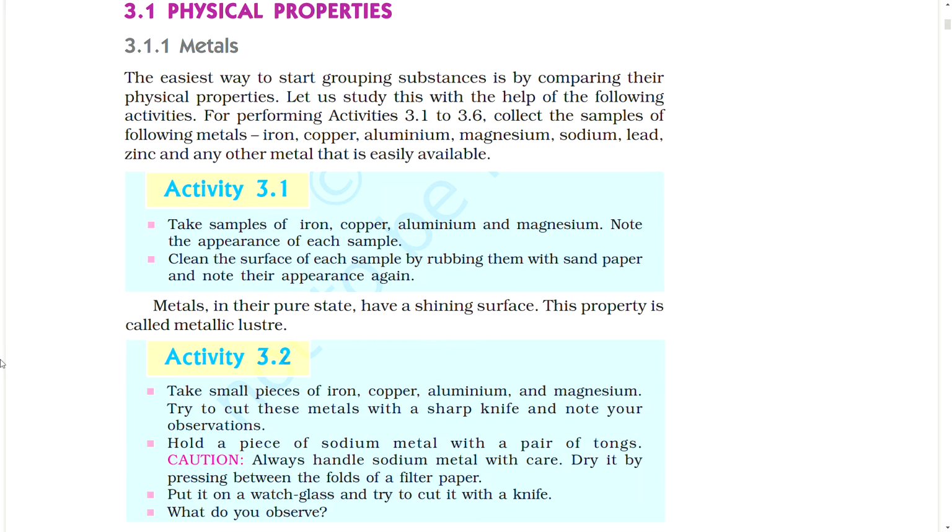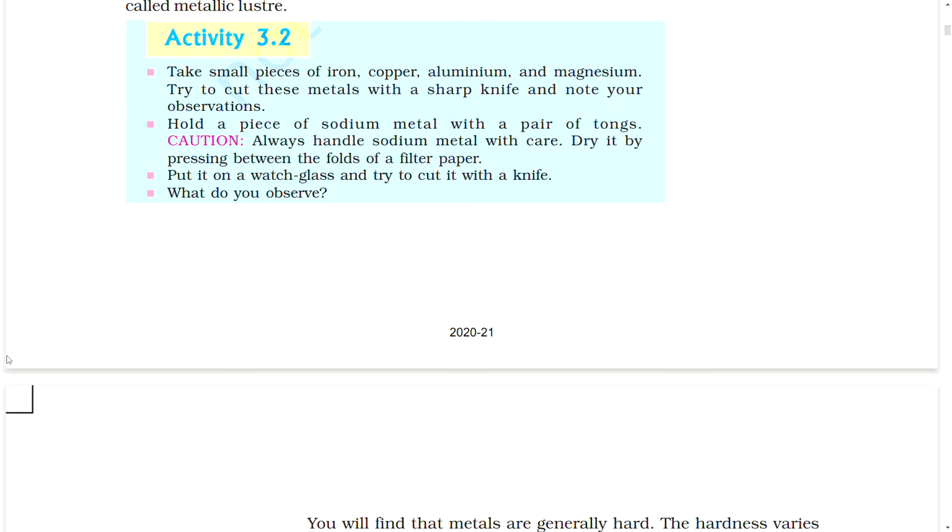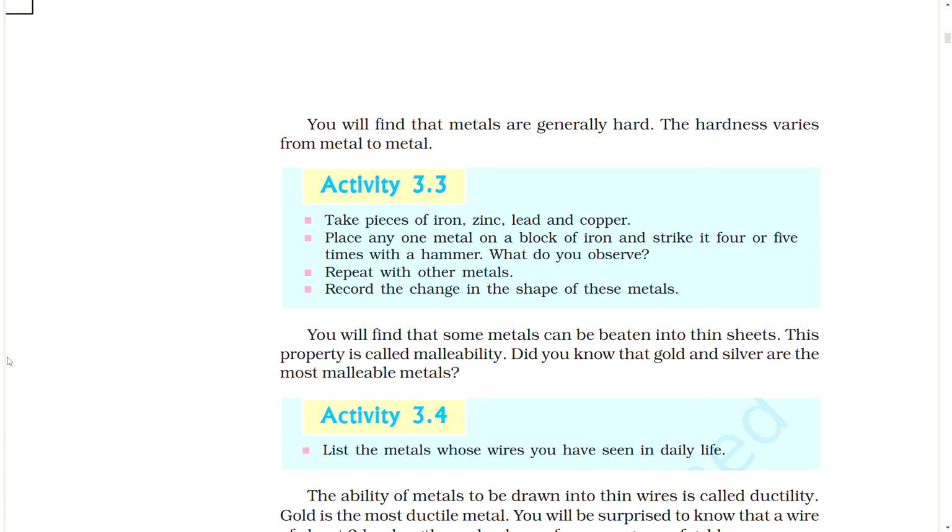Activity: take small pieces of iron, copper, aluminium, and magnesium. Try to cut these metals with a sharp knife and note your observation. Hold a piece of sodium metal with a pair of tongs. Caution: always handle sodium metal with care. Dry it by pressing between the folds of a filter paper. Put it on a watch glass and try to cut it with a knife. What do you observe? You will find that metals are generally hard. The hardness varies from metal to metal.